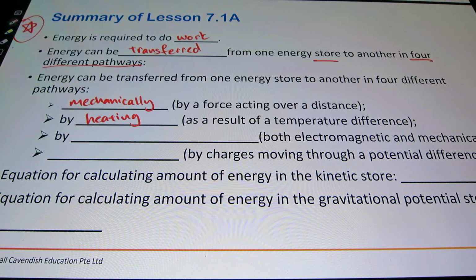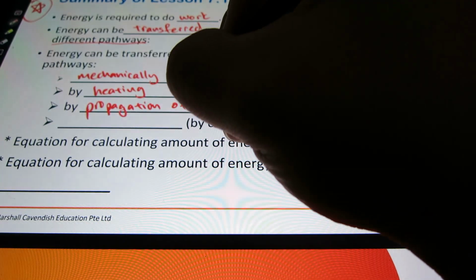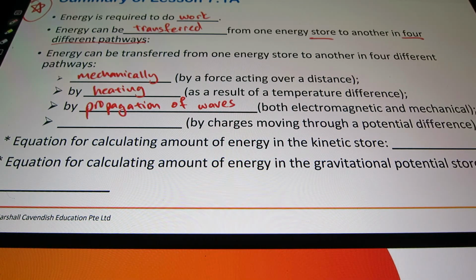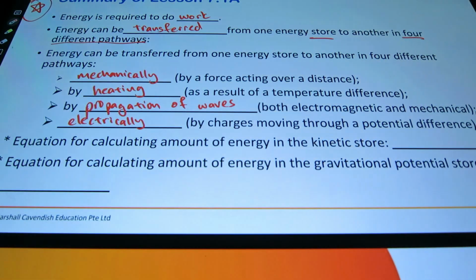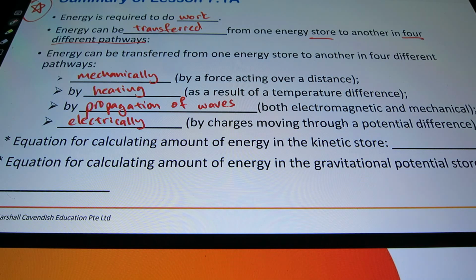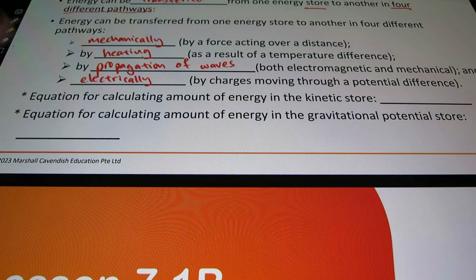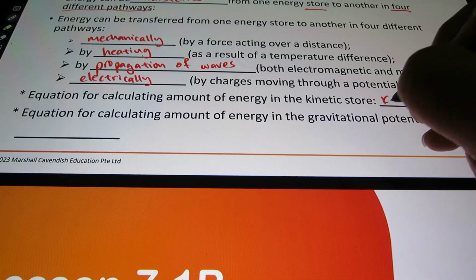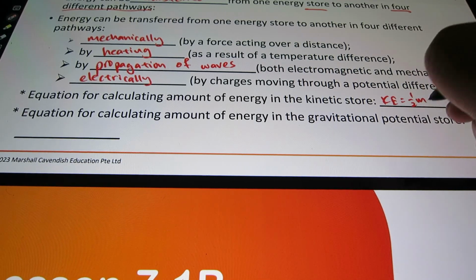Via heating when there is a temperature difference, via propagation of waves, of which you know there are two different types of waves that you need to know: electromagnetic waves and mechanical waves. Alright, the last one is electrically, via charges moving through a potential difference. You need to know how to calculate using the formula for kinetic energy. Kinetic energy is equal to half mv square, and gravitational potential energy is mgh.